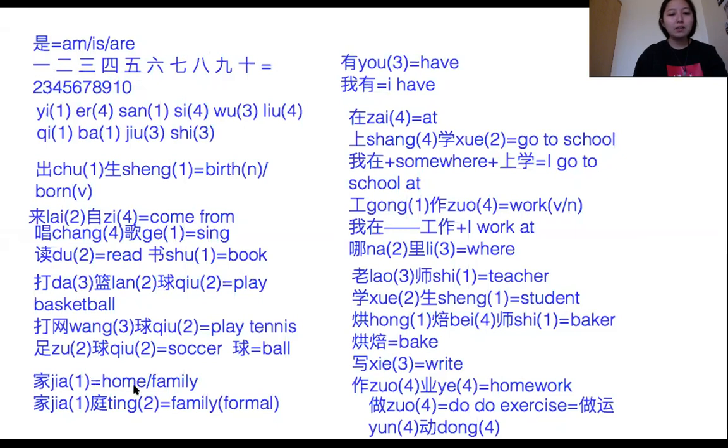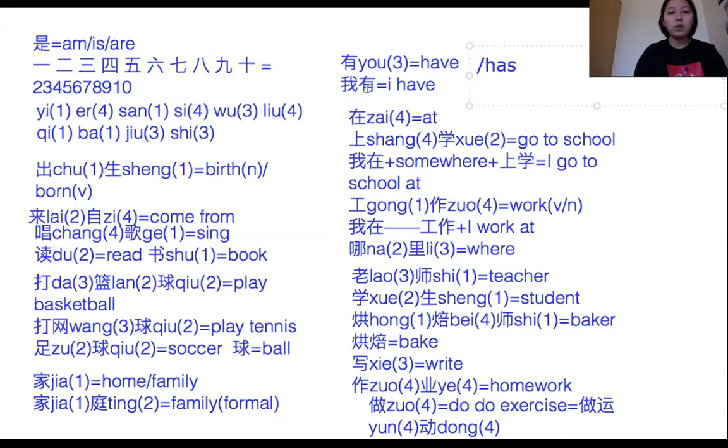So 家 means home and family. And 家庭 is family. It's more formal. It's a formal way to say family. 家 is home and family, but 家庭 is family. And 有 means have. It can also be has. There's no difference. So 有 means has.